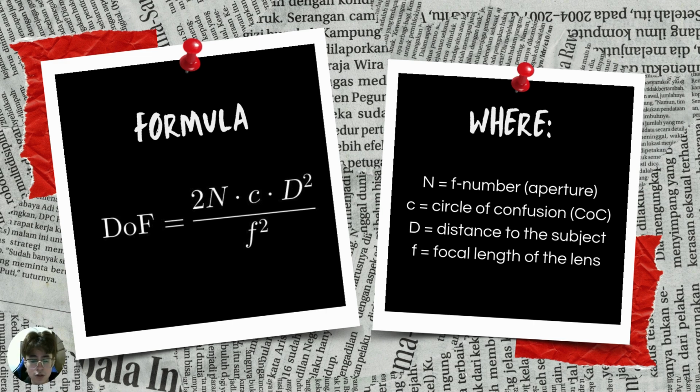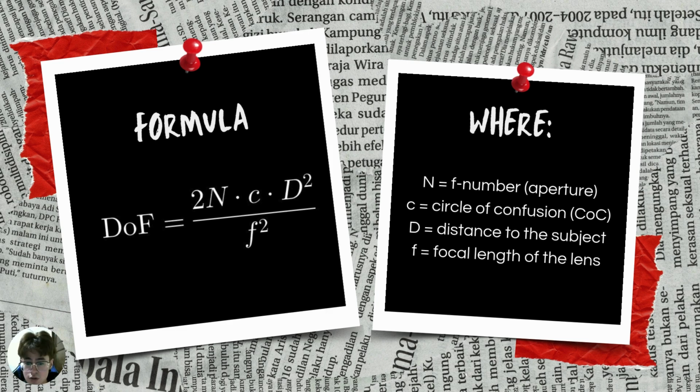And then a larger f-stop number like, let's say, 11 or 16 means a narrow aperture. This lets in less light but creates a larger depth of field, making more of the scene appear in focus. This is ideal for landscape or group photos.